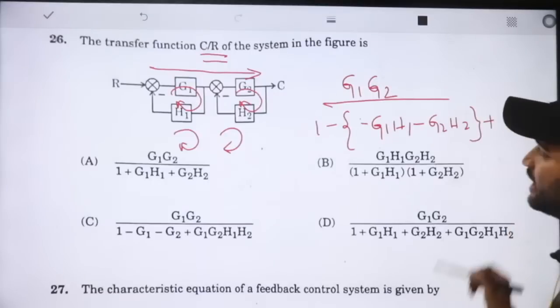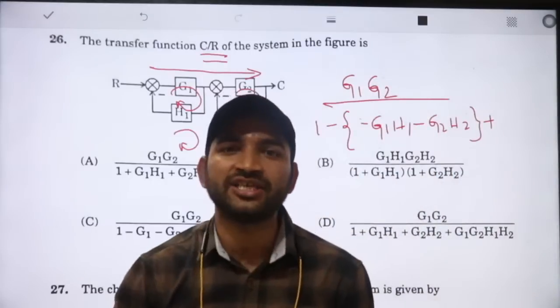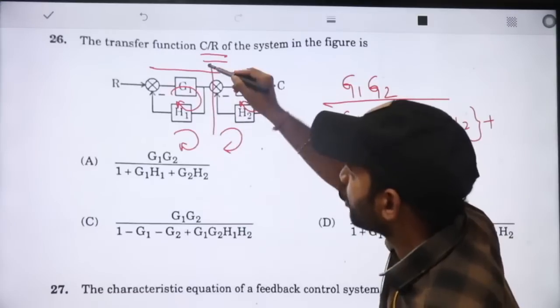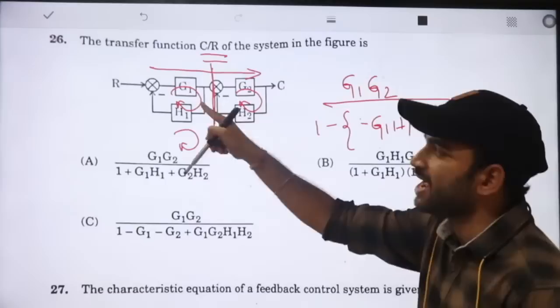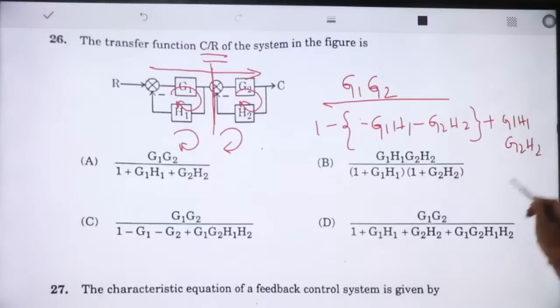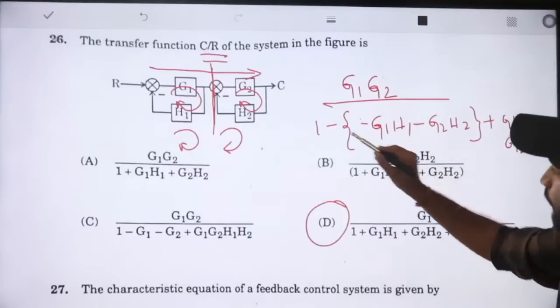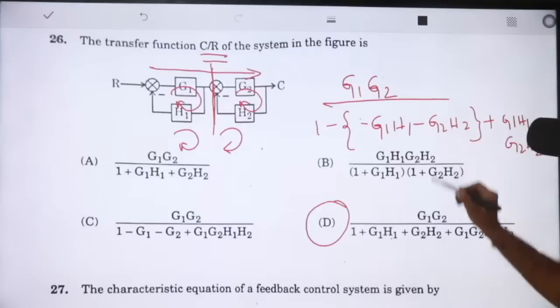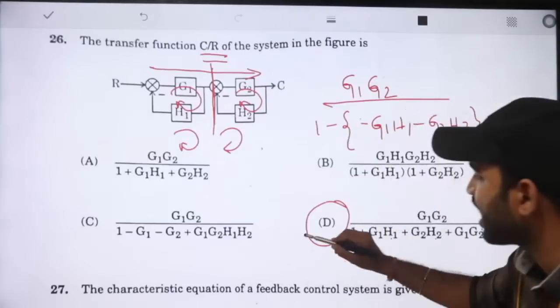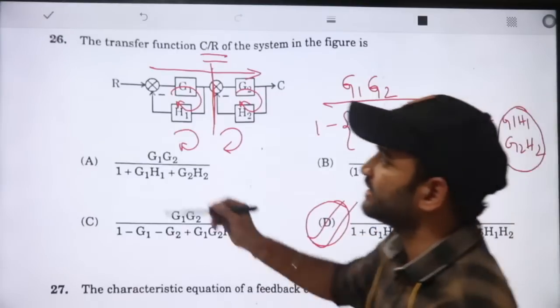Next is plus the product of the two non-touching loop gains. These two loops are not touching each other, so that is why I am multiplying these two, Z1H1 into Z2H2. So the transfer function is G1 into G2 by 1 plus G1H1 plus G2H2 plus G1H1 into G2H2. So the answer will be D for the 26th question.